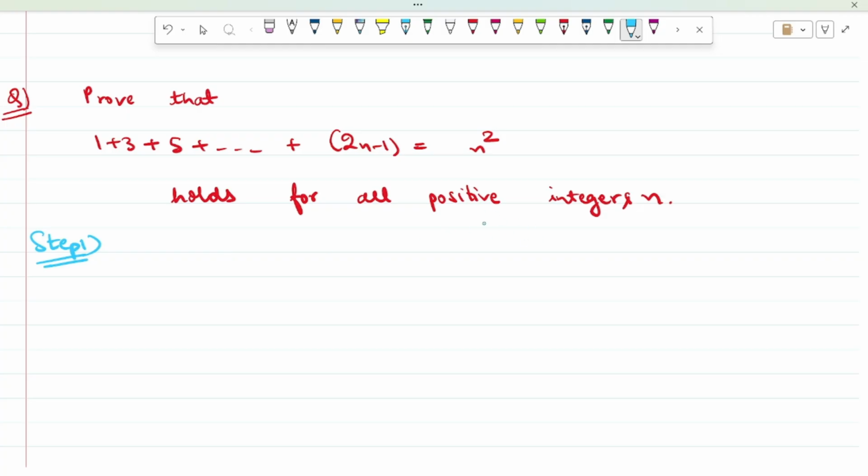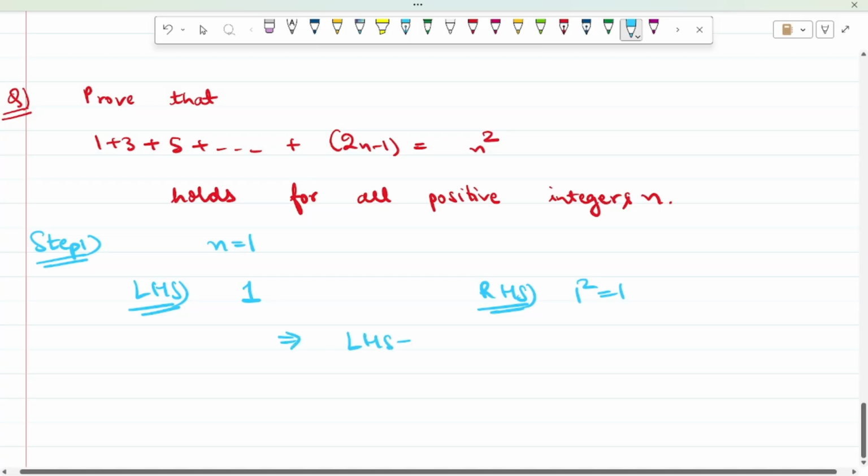Here it's for all the natural numbers. Let's take the smallest one, n is equal to 1. This is your base case. So what does LHS give me? 1. What does RHS give me? 1 square, that's 1. So when we equate the two, LHS is equal to RHS. Therefore, we can say n is equal to 1 is true.